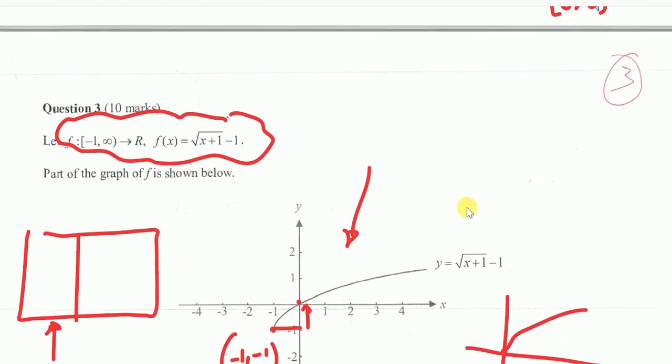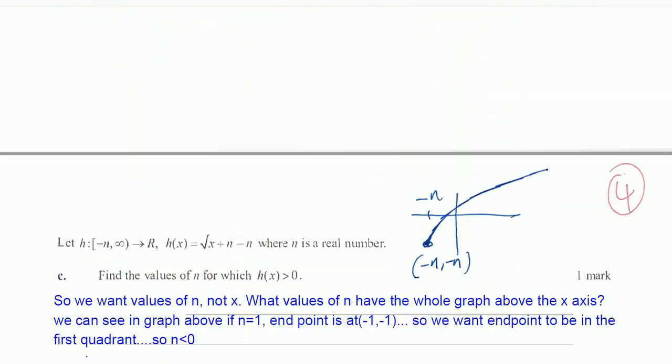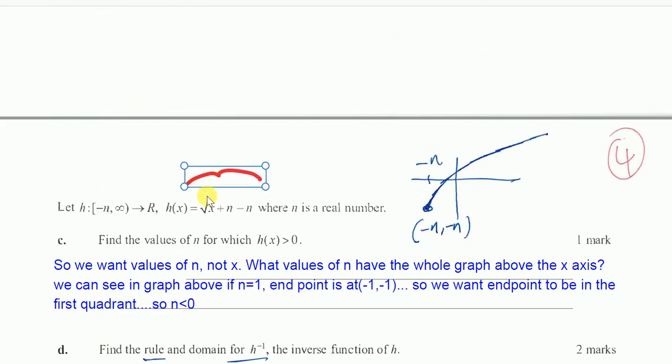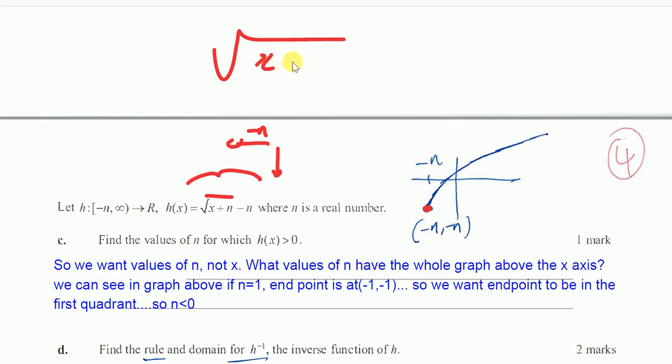Now, we have this square root graph, positive square root graph, that has been moved to the left 1 and down 1 because of the +1, -1. Over the page, this question uses the same square root graph, except it's been moved to the left n and down n. So it's the same question as what we had on the previous page, except 1 has been replaced with n. On the previous page we had the square root of x plus 1 minus 1. Therefore we were at -1, -1. But now we have -n, -n.